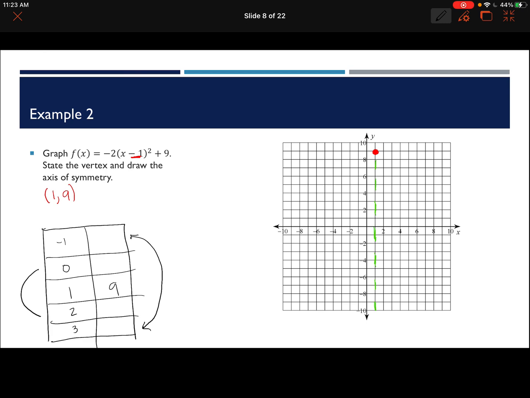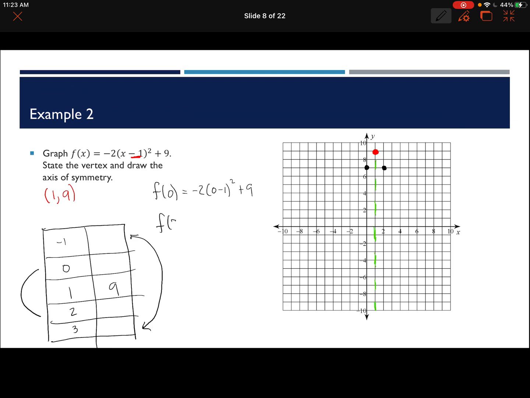So when x is 0, f of 0 is going to equal -2 times (0 minus 1) squared plus 9, which is -1 squared is 1, times the -2 is -2, plus 9 is 7. So when x is 0, we get 7, and that's going to mean the same thing happens when x is 2.